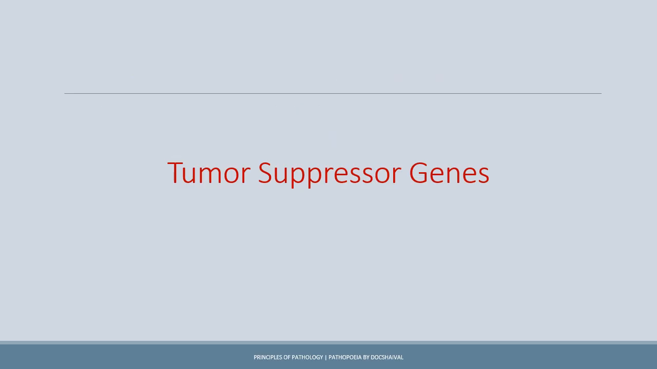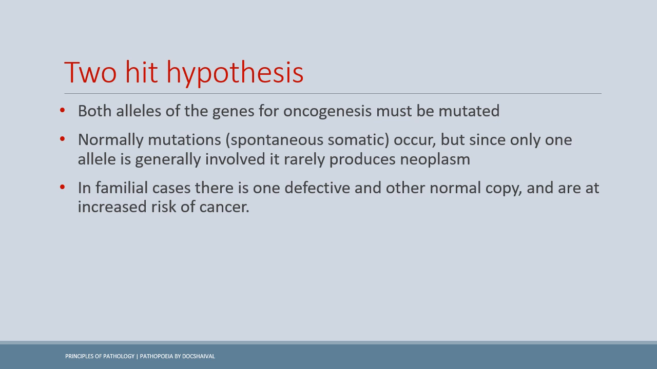So first we'll see the tumor suppressor genes. As the name indicates, these genes help in the suppression of the tumor, and the most important of them are the p53 protein encoded by the TP53 gene, and the second one is the retinoblastoma gene. Okay. Now, the two-hit hypothesis, this is something that we need to understand before we go further to understand the p53 and the RB gene pathways and mechanisms.